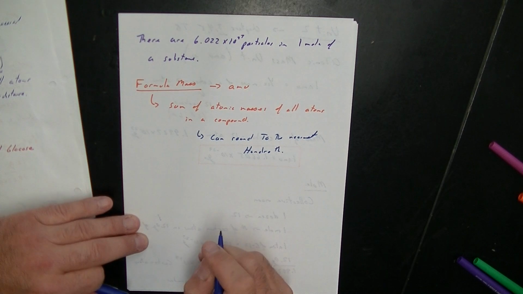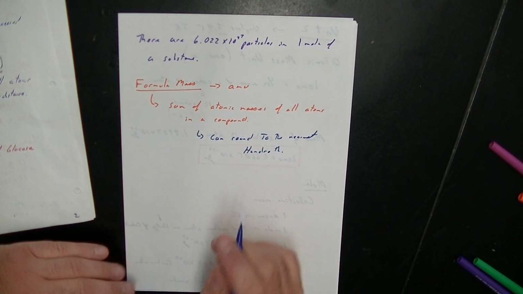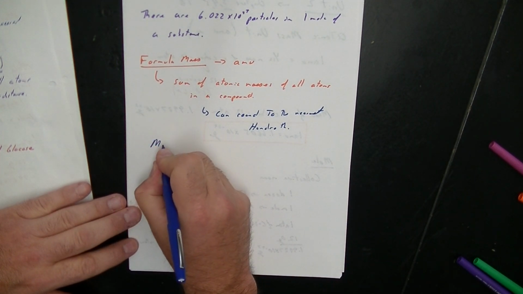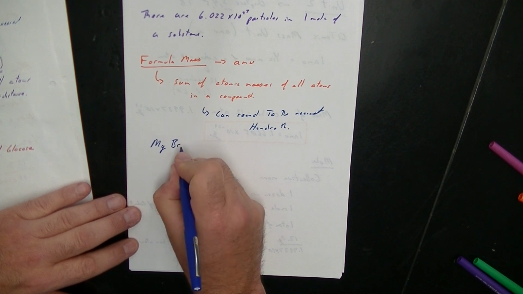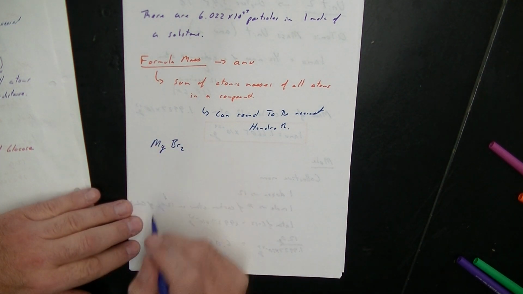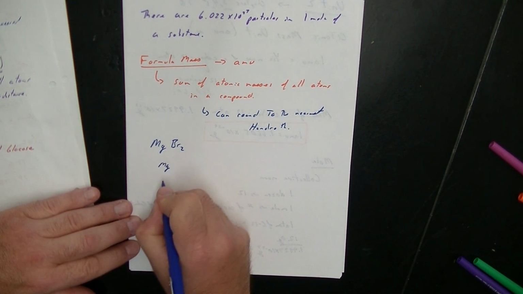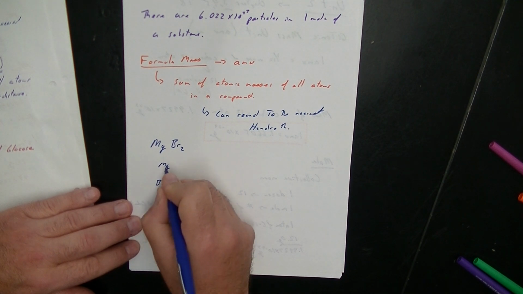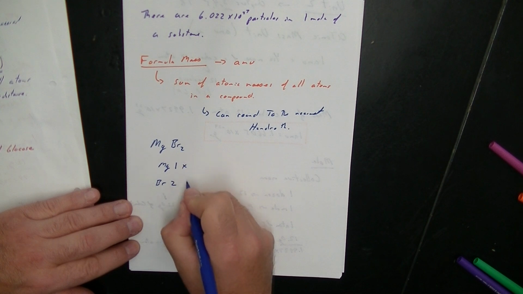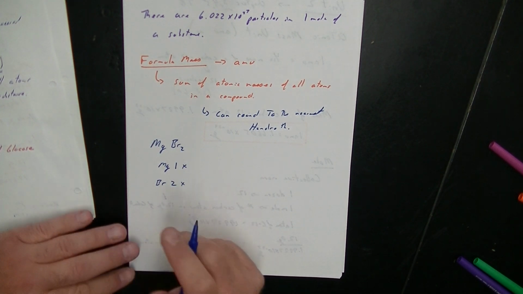Okay, you can round to the hundredth. So let's say I want to calculate the formula mass of MgBr2. What I'm going to do is take the number of atoms. I have Mg's and Br's, magnesium and bromine. I have 1 magnesium and 2 bromines, and we're going to multiply by the mass listed on the periodic table.